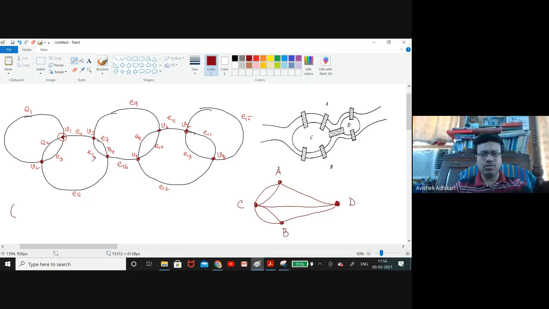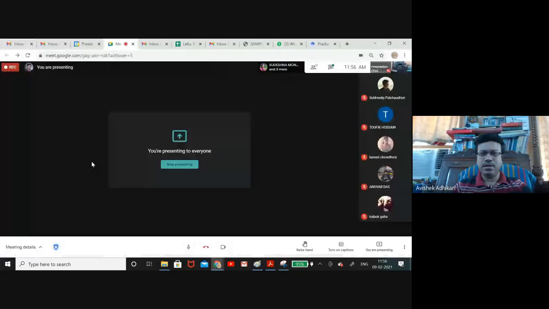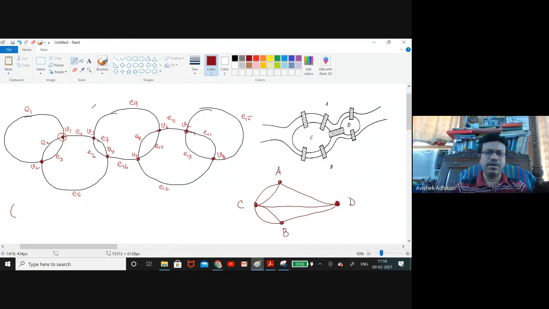Okay, shall I show you one path, or I mean trail, or will you? Anybody? Okay, I'm sure if you are given a sufficient amount of time, you will find such a trail. Let us try to see.